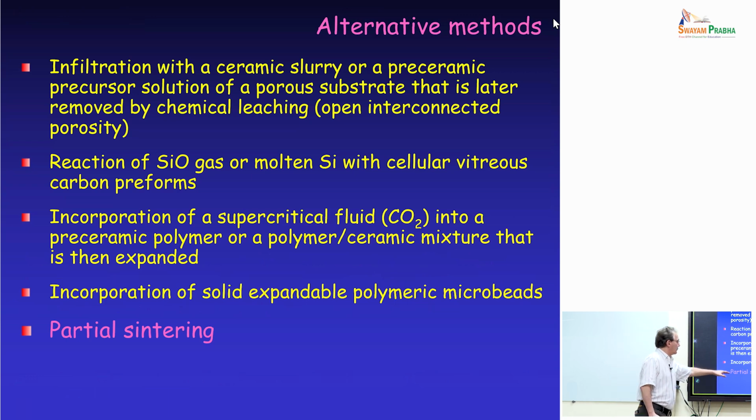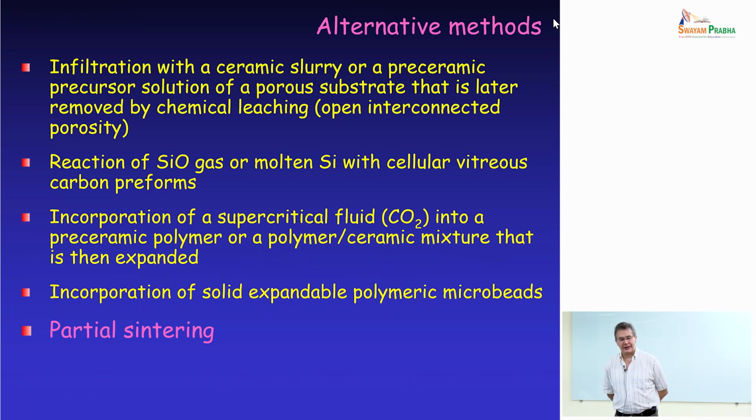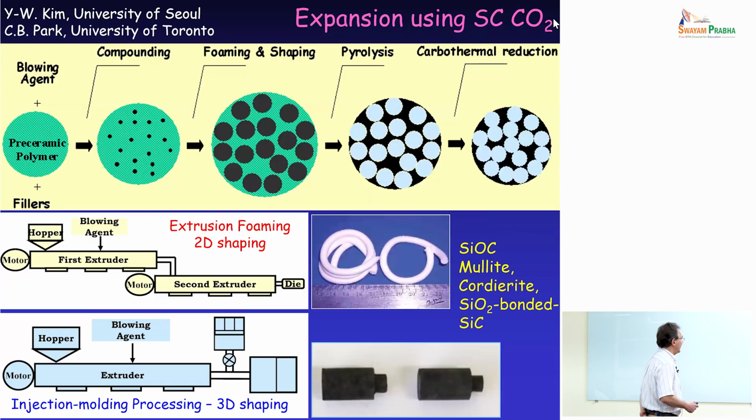Of course, one possibility of obtaining poroceramic is partial sintering. In this case, it is not easy to obtain a large volume of porosity, and also you cannot control the pore size easily.